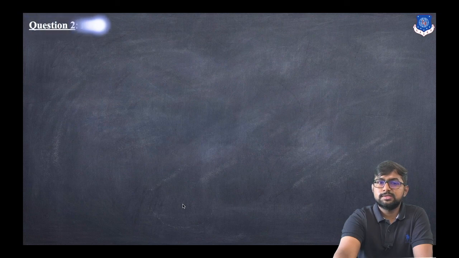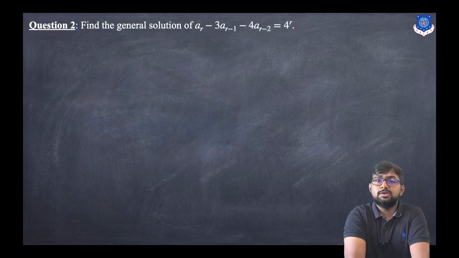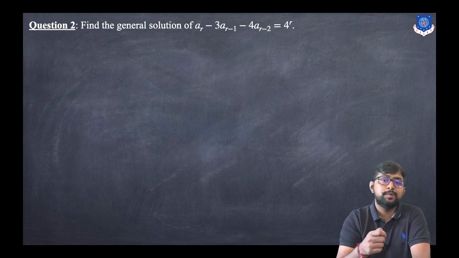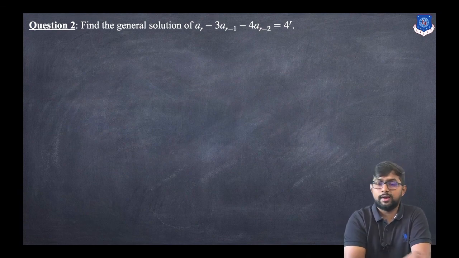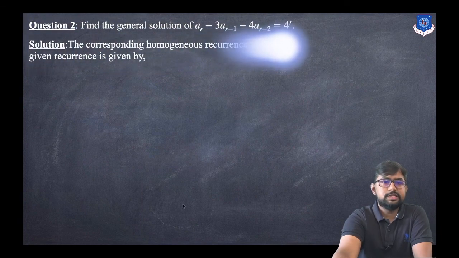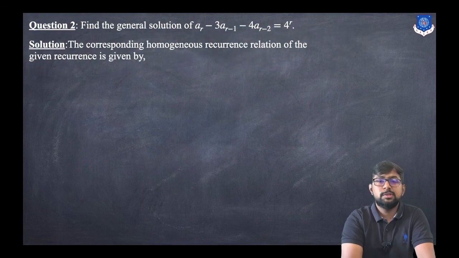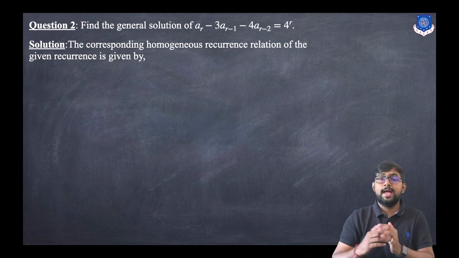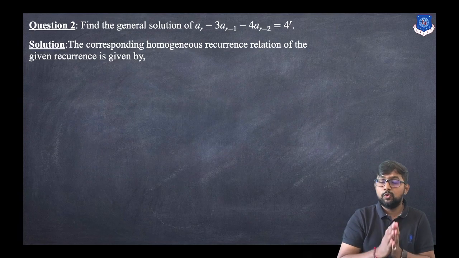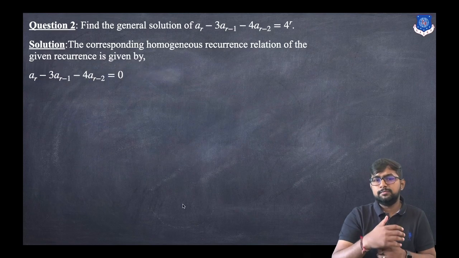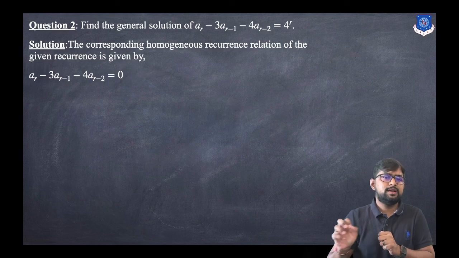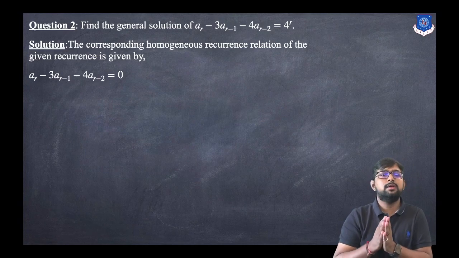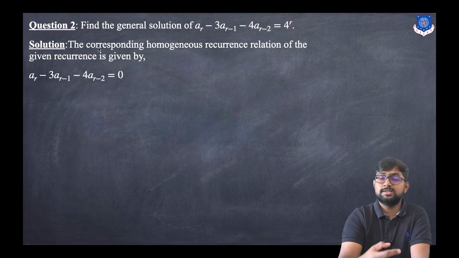So let us discuss the second example. Find the general solution of a_r - 3a_(r-1) - 4a_(r-2) = 4^r. Now see, again this is a non-homogeneous equation, so we need to calculate both solutions, the homogeneous solution as well as the particular solution. For the homogeneous solution, the homogeneous equation is obtained by putting the right hand side equal to 0, so a_r - 3a_(r-1) - 4a_(r-2) = 0.